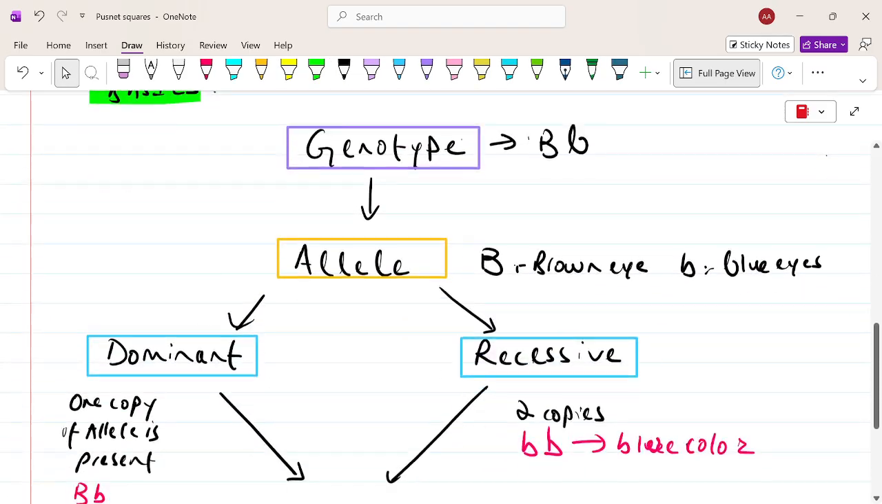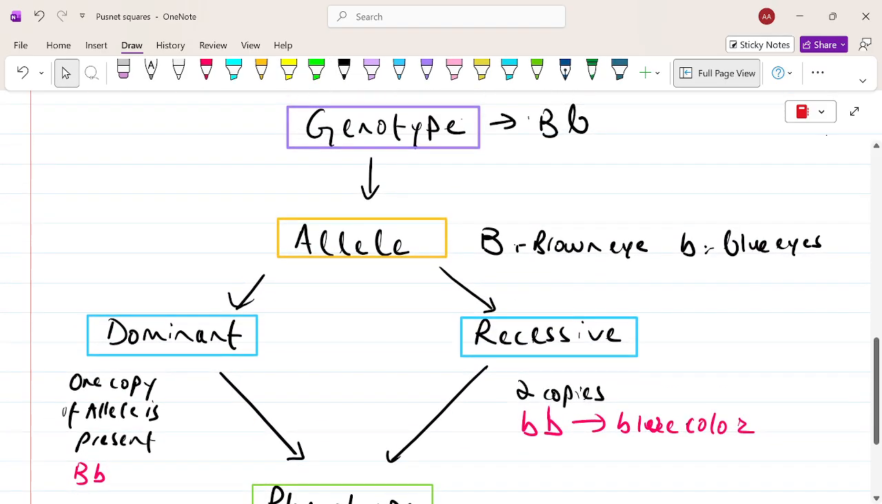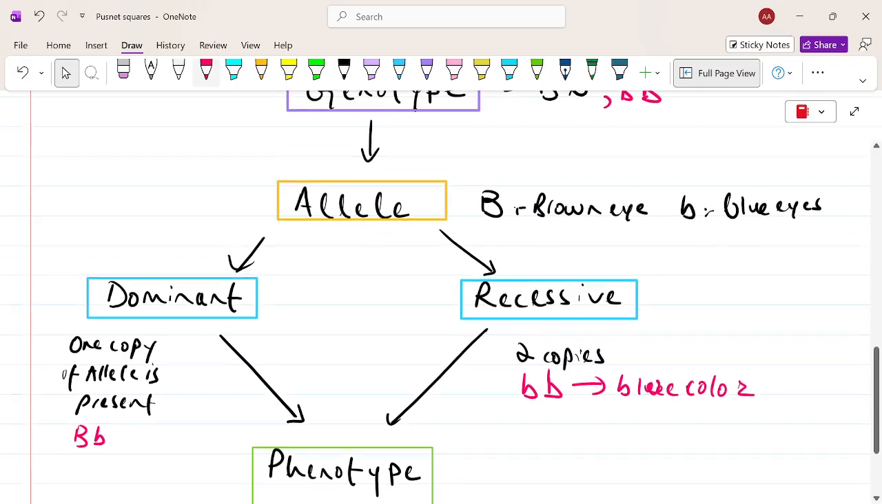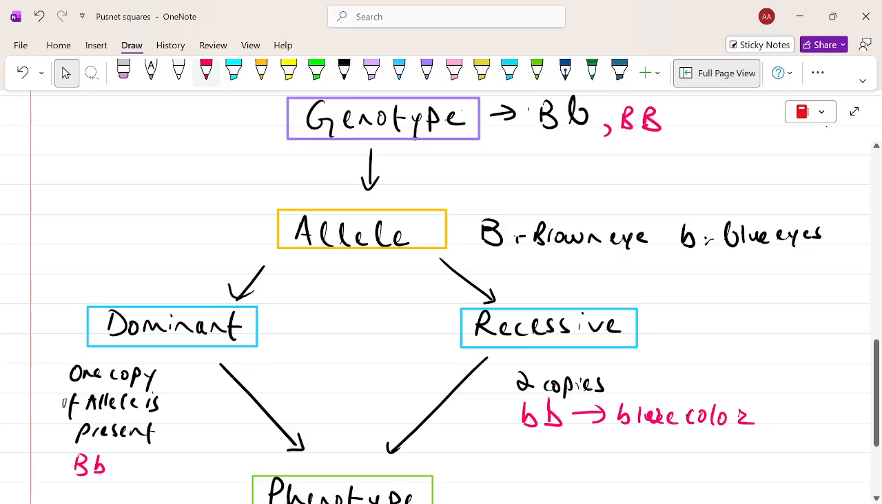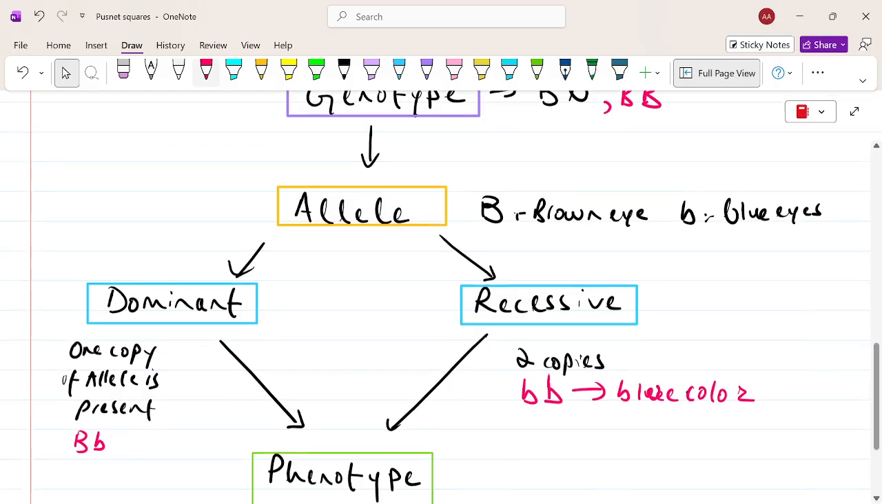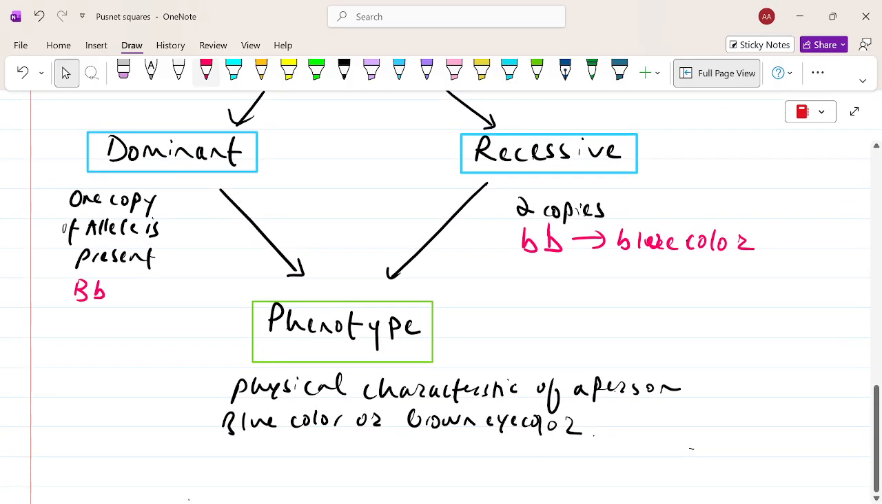So you see, this is how the diagram is. First, you have the genotype, which is the gene of the eye color. And then here I give you the example of someone with the brown eye genotype, which is going to be either capital B and small b, or both capital B's. And then we have the alleles. Alleles are the different versions of the same gene. For the person with brown eyes and the genotype of capital B, small b, the alleles are going to be capital B and small b. Then we have the dominant and recessive alleles, and then we have the phenotype.